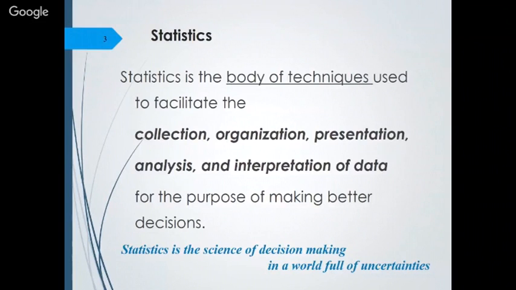When we require a decision, some uncertainty is there; only then do we need to take a decision. So uncertain situations we can handle with statistics. Statistics is a science of decision making when the situation is full of uncertainties.